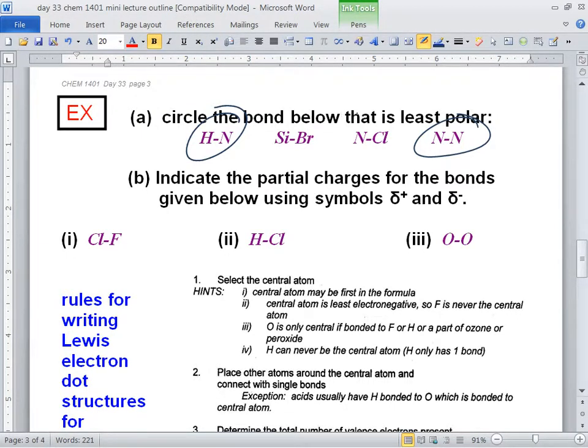Indicate the partial charges for the bonds given below. So here's some bonds. Write the little partial plus and the partial minus where they belong. And then I'll ask you to see where you put them.